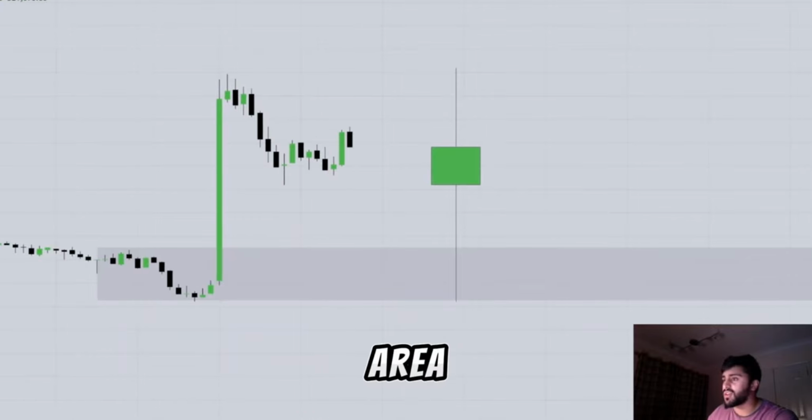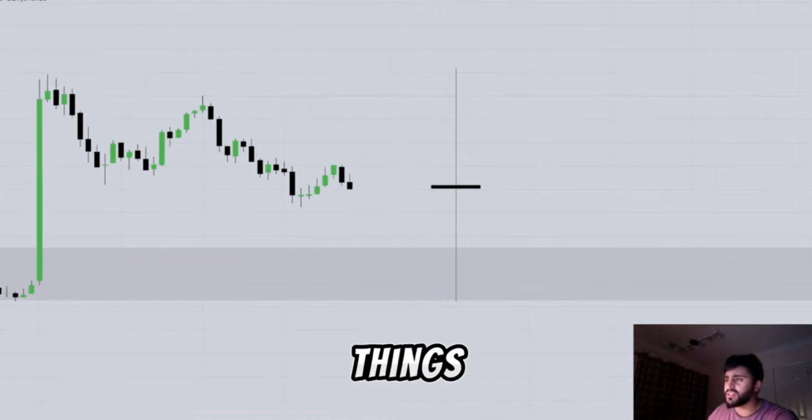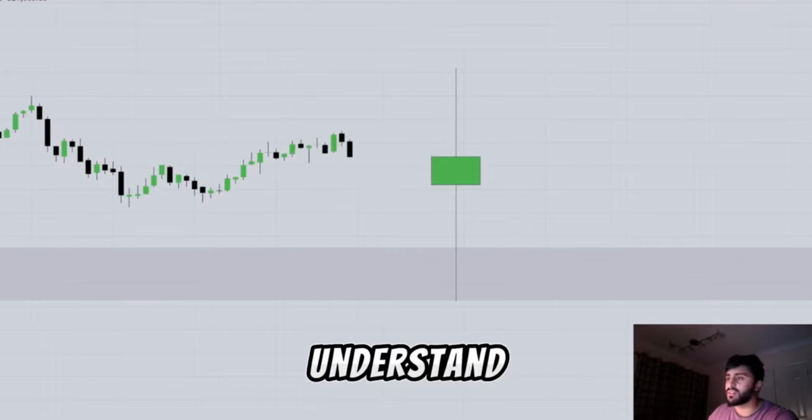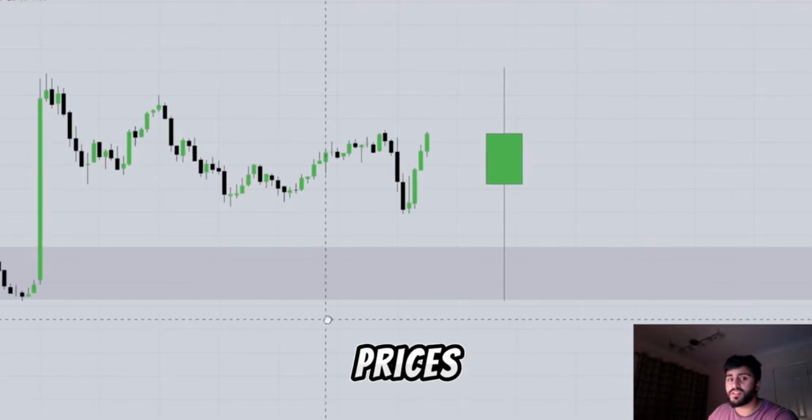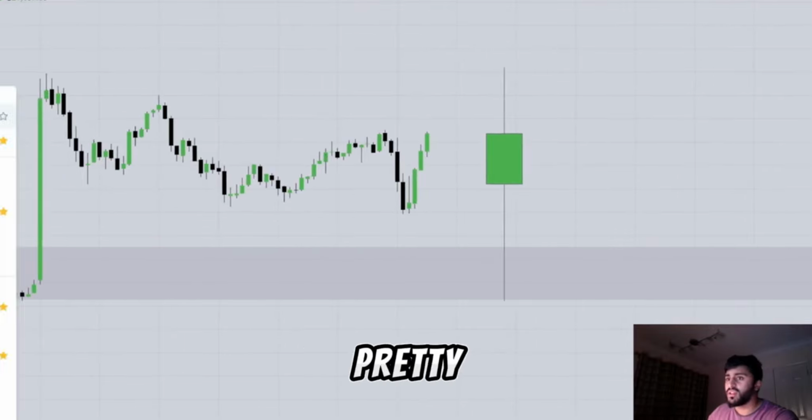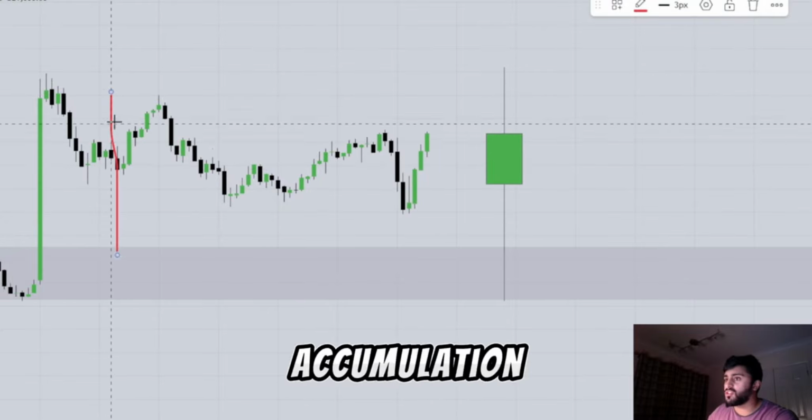Price to enter this area, right? So a couple of things about the entry. What's important to understand is this: notice how price accumulated. We've had a pretty large range over here. This is an accumulation in price.